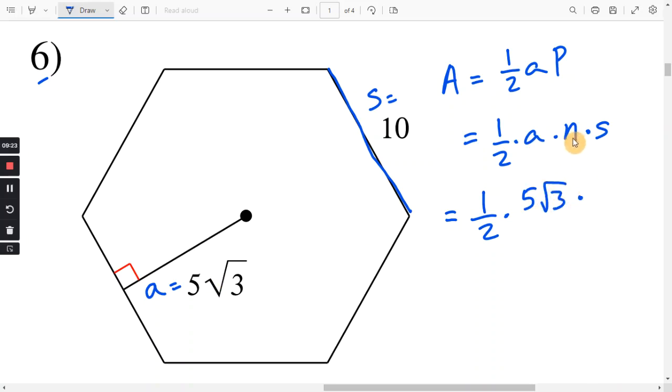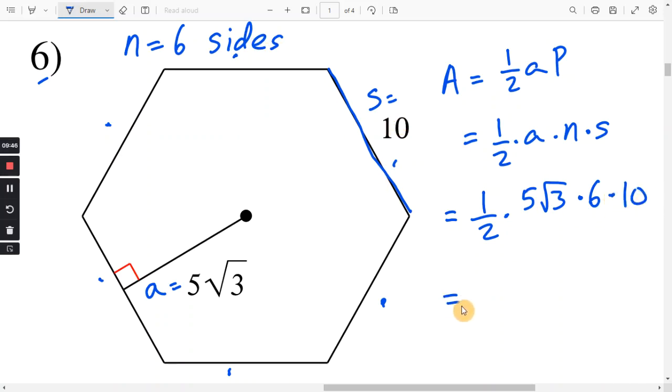The number of sides, we have 1, 2, 3, 4, 5, 6 sides. So N equals 6. All right, I'll just write that here. N equals 6 sides. And S is each side length right here. That's a 10. All right, so these are all in the numerator. You can put it over 1 if you want, same thing.